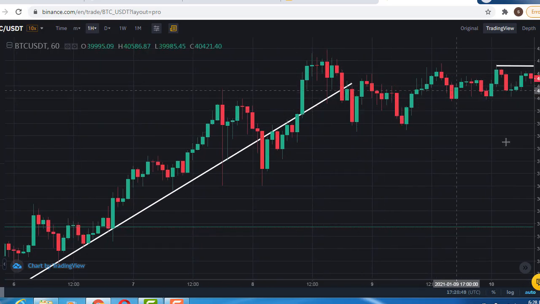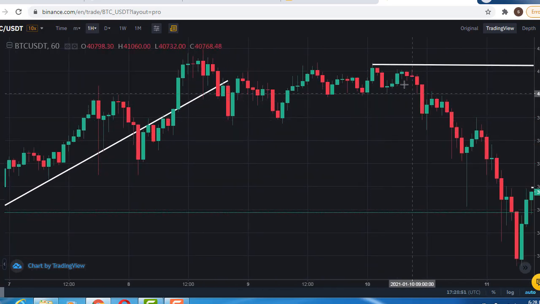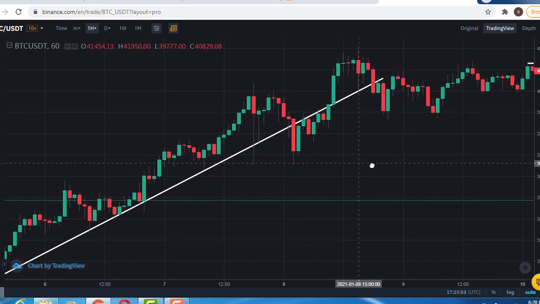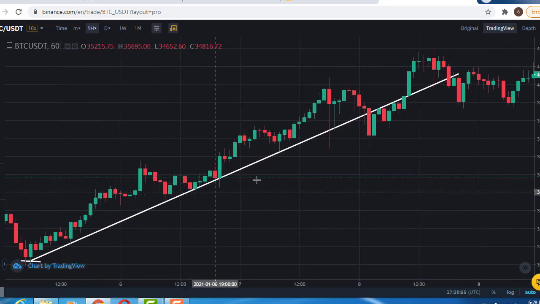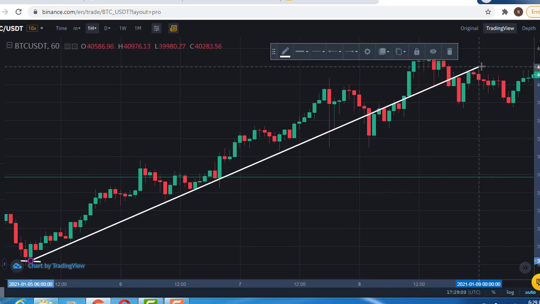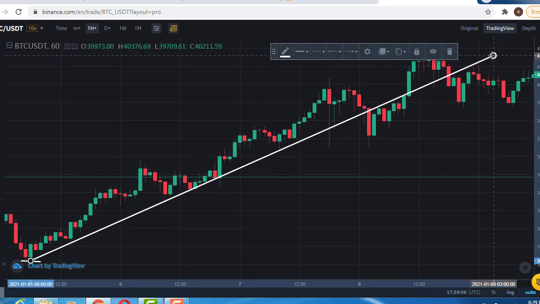After that, we see the market consolidate for a little while, and then it moved down. Now, for me, once the market breaks this trend line, it actually sends me a signal that the market is going to reverse, or there will be a deep retracement for Bitcoin.